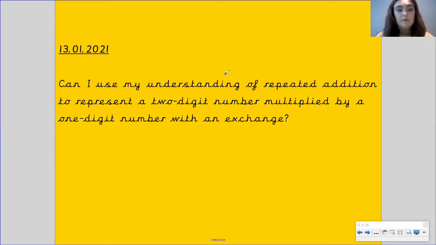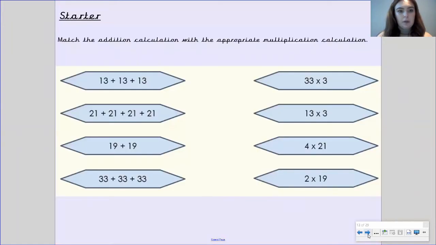And our learning objective for this maths lesson is, can I use my understanding of repeated addition to represent a two-digit number multiplied by a one-digit number with an exchange? So we've got a starter activity just to warm our brains up a little bit. On your whiteboard that you received before the Christmas holidays, I would like for you to match the addition calculation with the appropriate multiplication calculation. So pause the video here to have a go, and then I'll go through the answers with you.